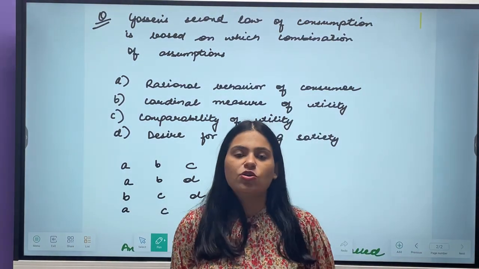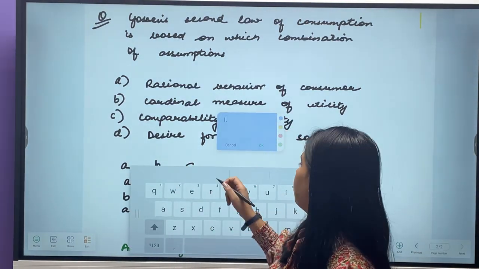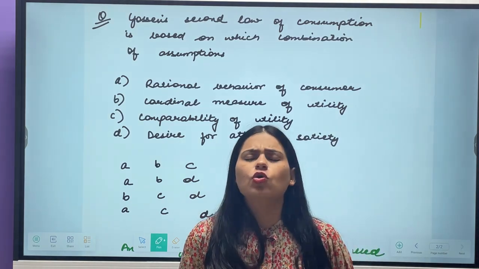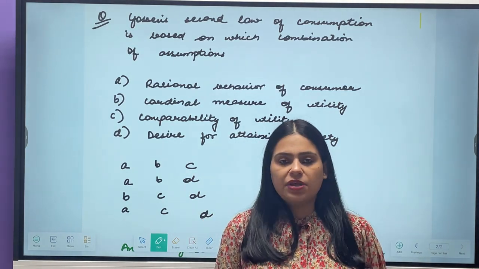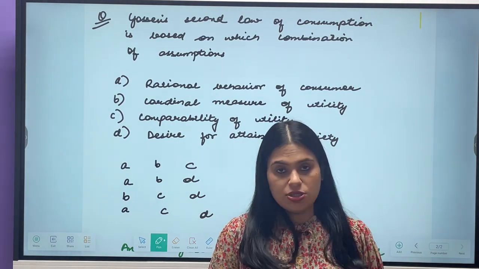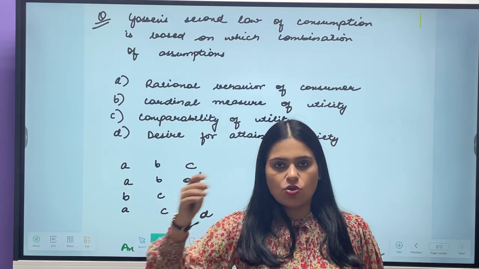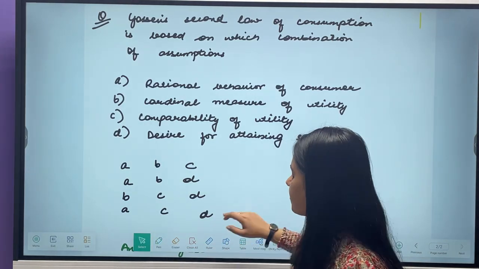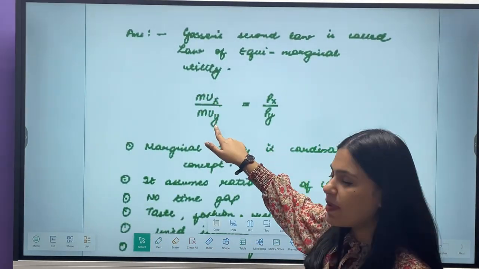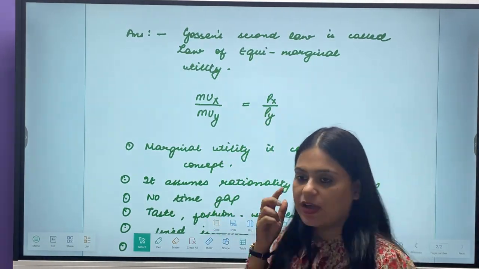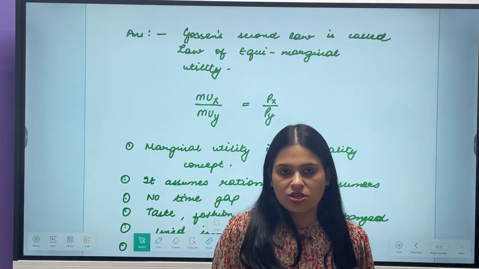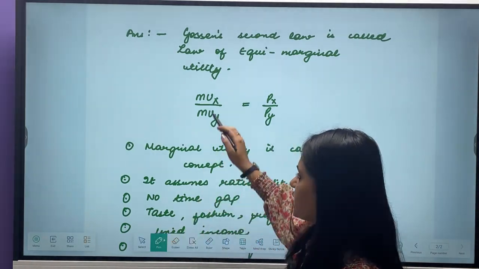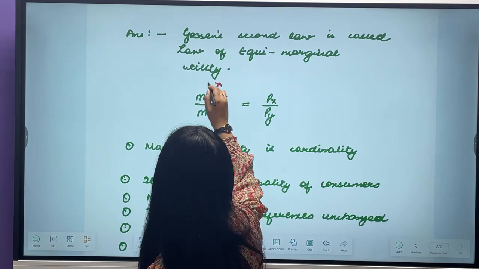So what is Gossen's second law saying? Gossen's second law basically talks about the law of equimarginal utility. Beta, there are two laws that we have. The first one is the law of diminishing marginal utility, that's the first law. We are talking about the second law, which is the law of equimarginal utility. What does that say? It says that MUx by MUy should be equal to Px by Py. If we think about this a little more, it is very simple. MUx by MUy is nothing but your MRS.